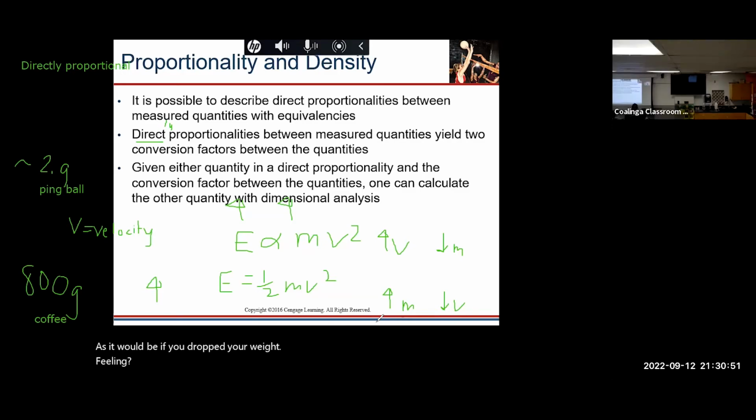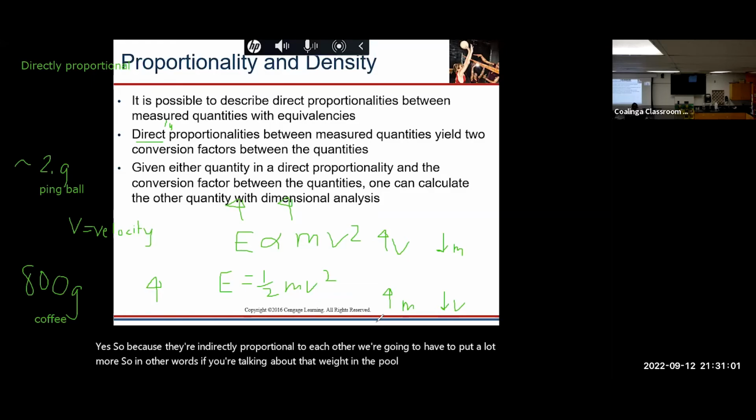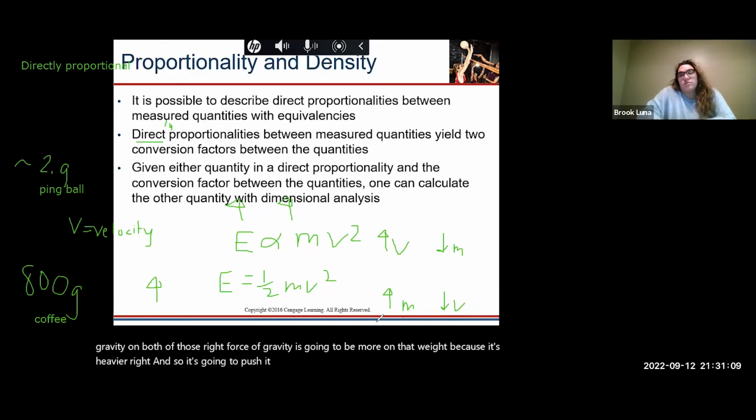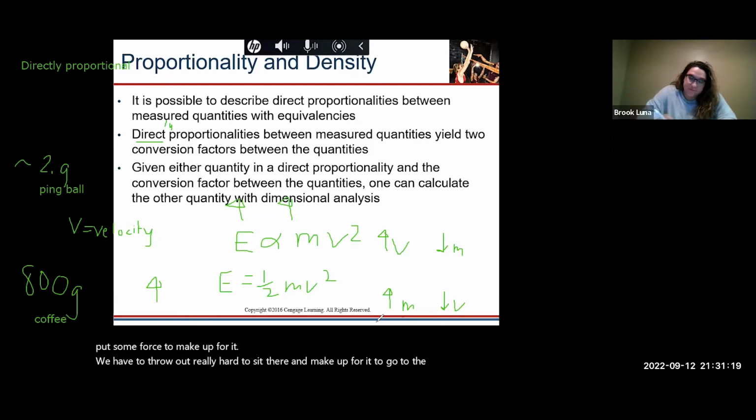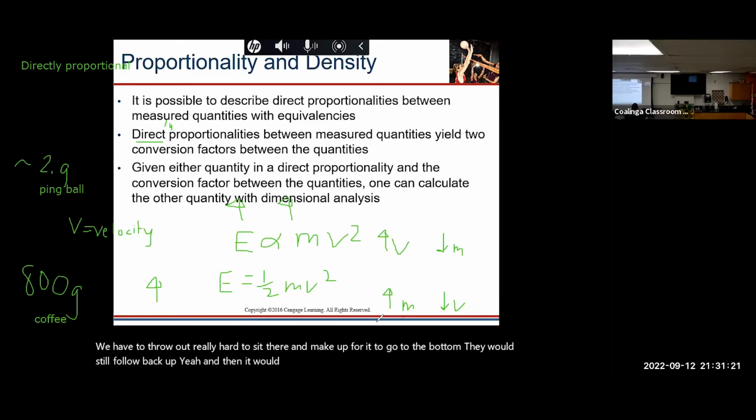Yes. Because they're inversely proportional to each other, we're going to have to put in a lot more. If you're talking about that weight in the pool, the force of gravity is going to be more on that weight because it's heavier, so it pushes it down more than the ping pong ball. We'd have to put some force in to make up for it. We'd have to throw it really hard to get it to the bottom, and then it would still float back up. You're right. But in that context, for them to have the same amount of energy, we'd have to compensate, right?